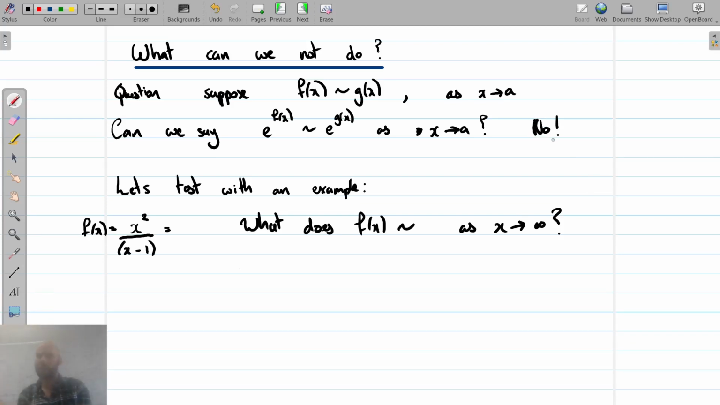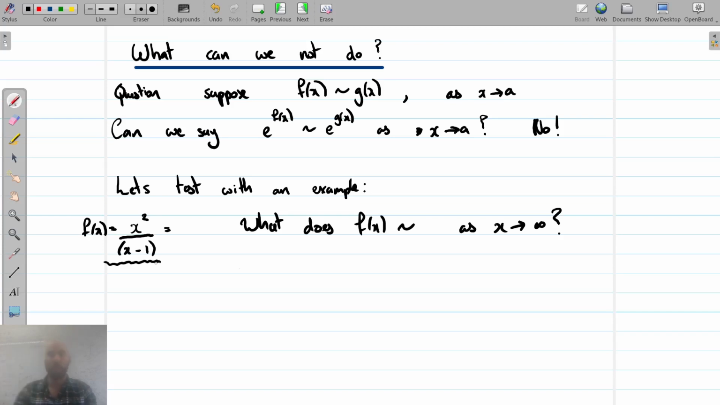But I don't like it when somebody just tells me we can't do this. So to figure this out, we're going to look at an example and see what goes wrong if I take the exponential. Okay, so let's start this off. I'm going to take f of x to be equal to x squared over x minus 1. My question is, what does f of x twiddle as x tends to infinity?